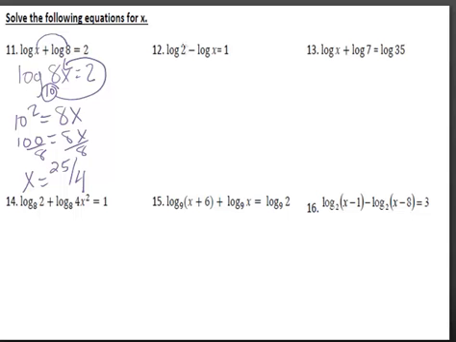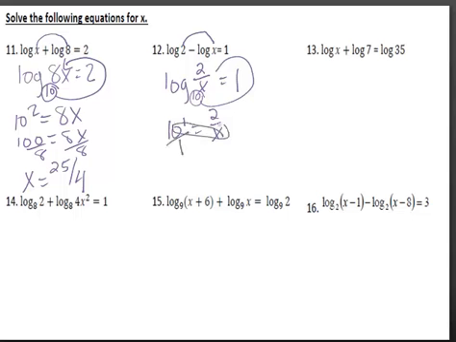Number 12 is subtraction, so I'm going to divide 2 by x. So I'm going to have log 2 divided by x equals 1. Again, this is a 10, so then I'm going to switch it. So I'll have 10 to the 1 equals 2 over x. In this case, you can cross multiply, so I can put this over 1, cross multiply, so I have 2 equals 10x, right? So then I would divide by 10. So x would equal 2/10, which is the same thing as 1/5.